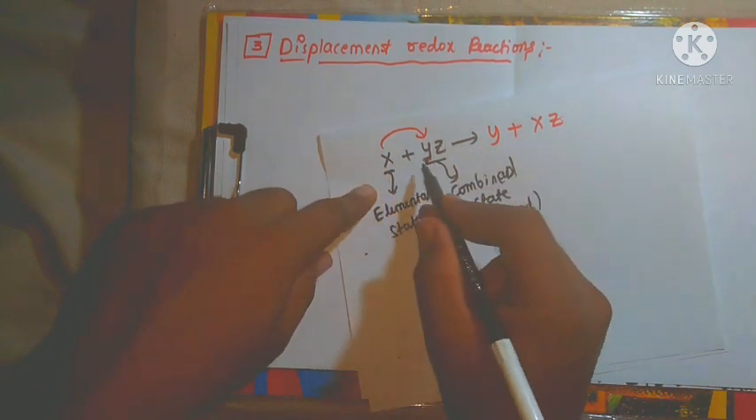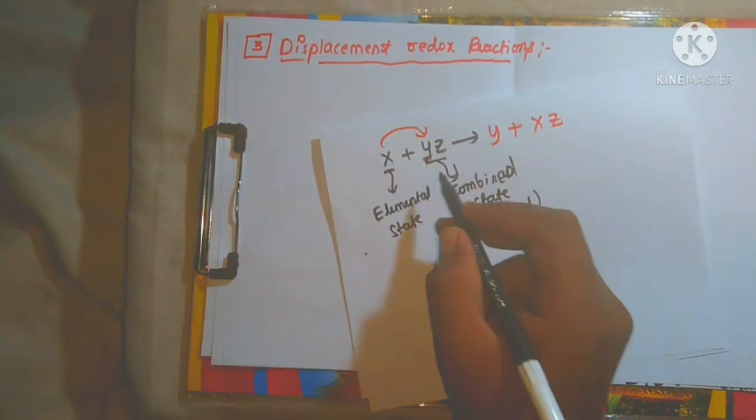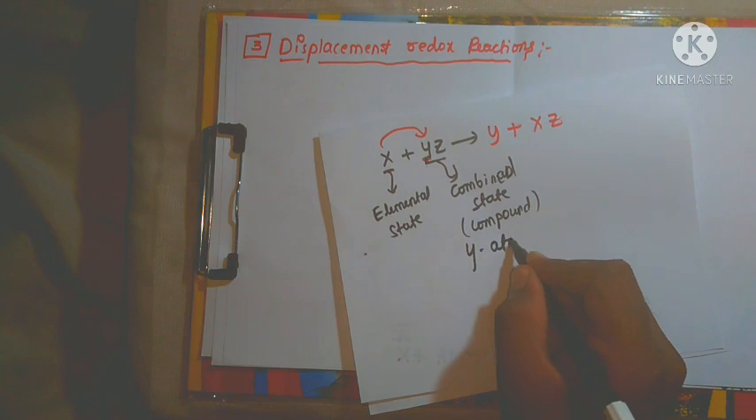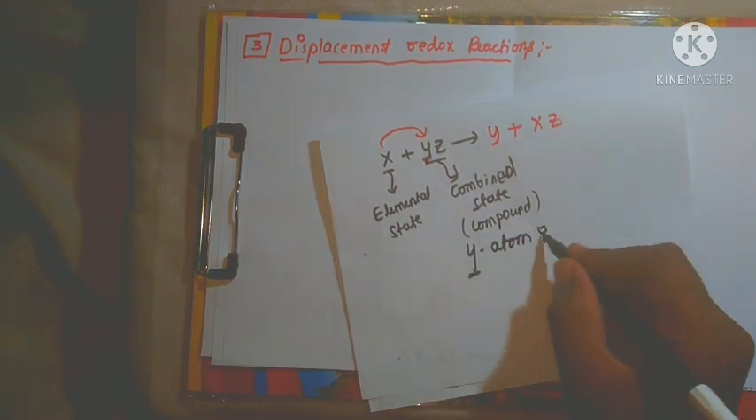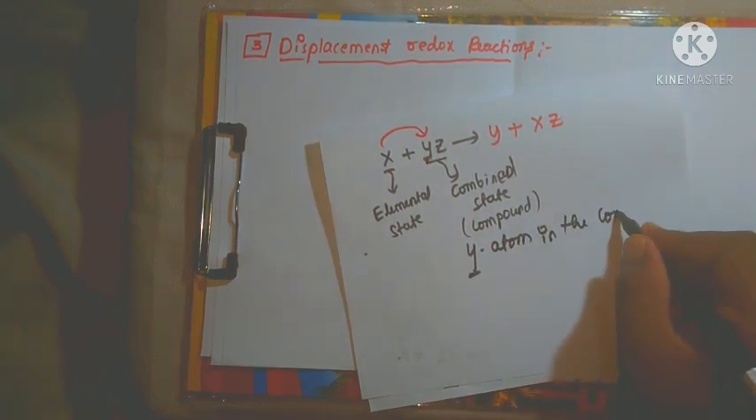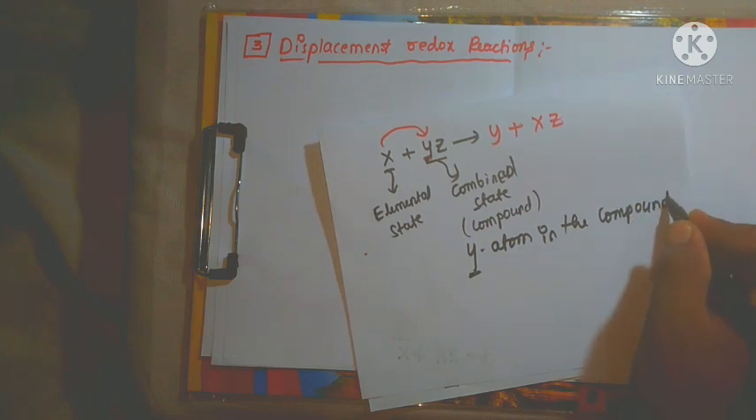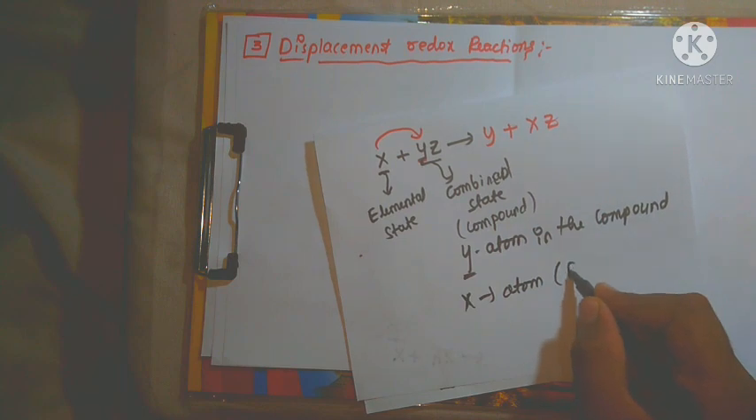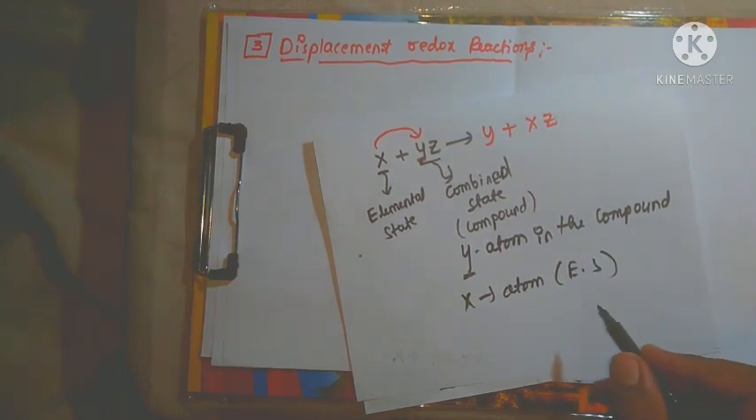Such types of reactions are called displacement redox reactions. Y is one of the atoms in the compound, right? X is another atom, which is in which state? Elemental state.